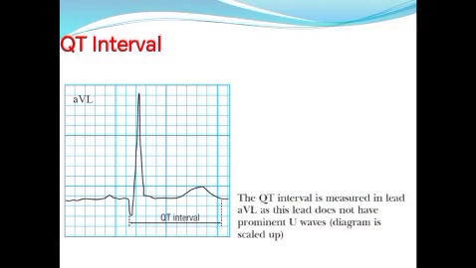Okay, intervals. Still, we are talking about intervals. Now here, this is the QT interval. The QT interval is measured in lead AVL because this lead does not have a prominent U wave. You see here, it is better to measure it in lead AVL because the U wave here is not prominent. It measures the interval from the Q wave up to the end of the T wave. This period is the QT interval.